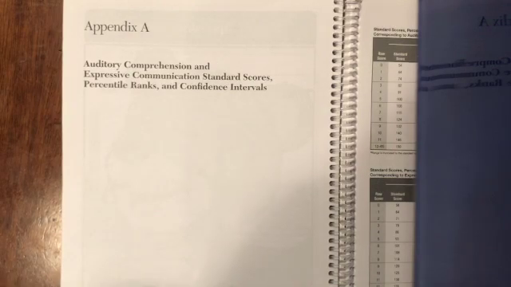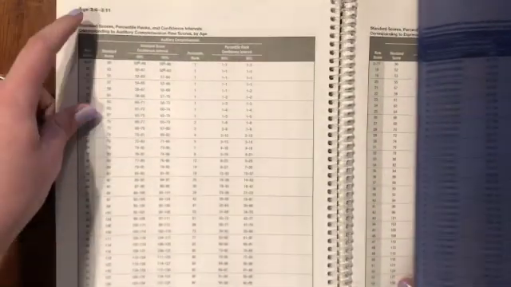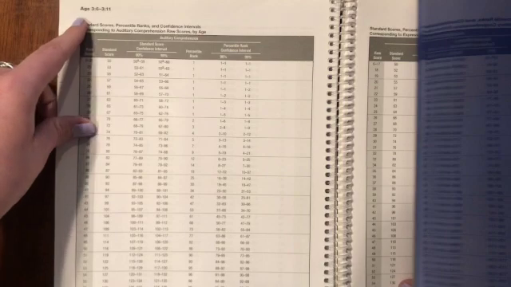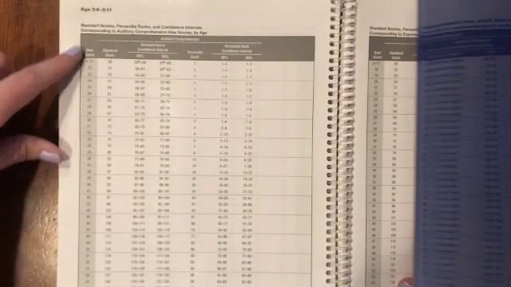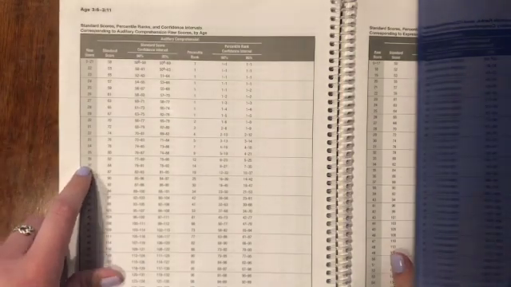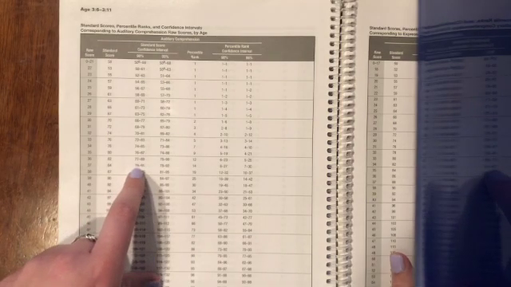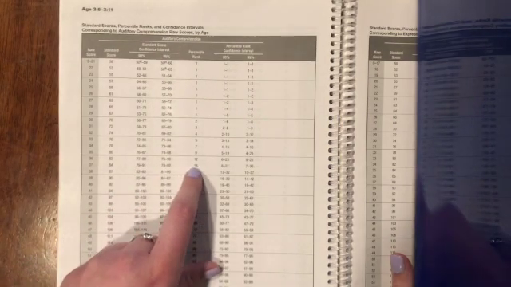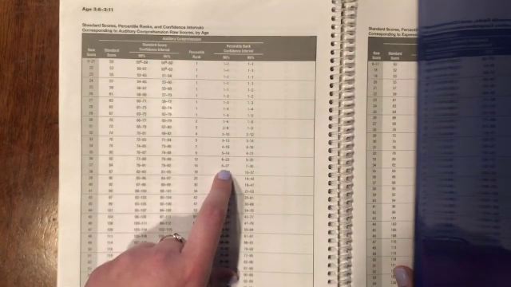Use the tables in Appendix A in the Administration and Scoring Manual to convert raw scores obtained in the AC and EC scales to standard scores, percentile ranks, and confidence intervals. In the top corner is where you will find the age range. Here is the age range for my example child. Now I will find the raw score of 37 for auditory comprehension. This translates to a standard score of 84, a standard score confidence interval of 79 to 91, a percentile rank of 14, and a percentile rank confidence interval of 8 to 27.